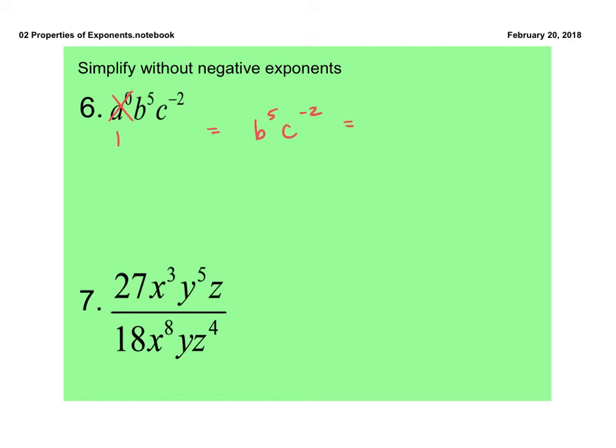Based on our negative exponent properties, we have b to the fifth, that stays where it is, and c to the second would move to the denominator. So that's going to be our final answer.